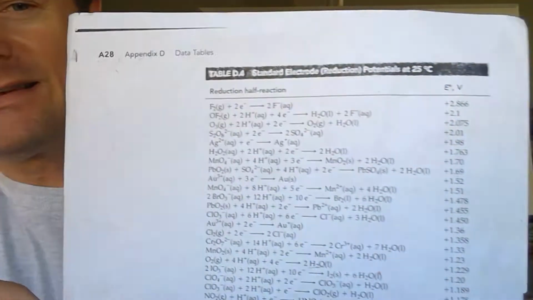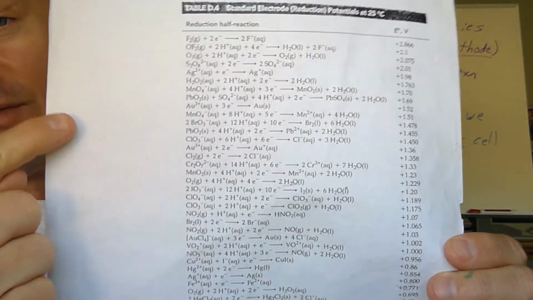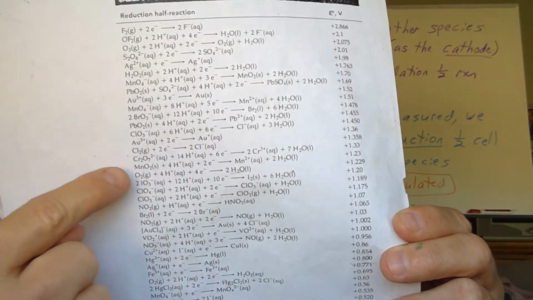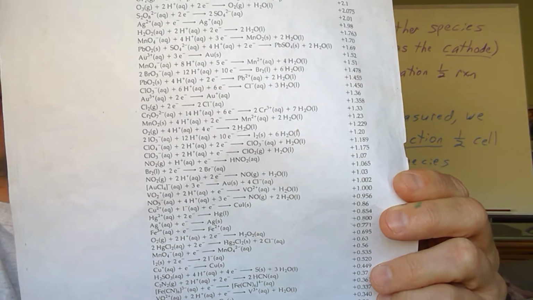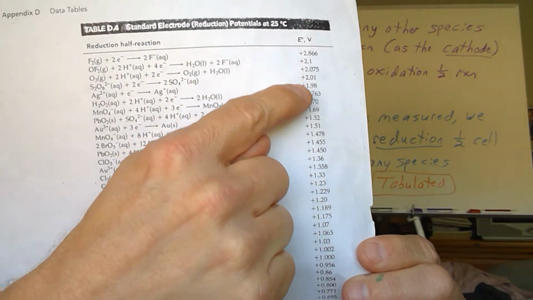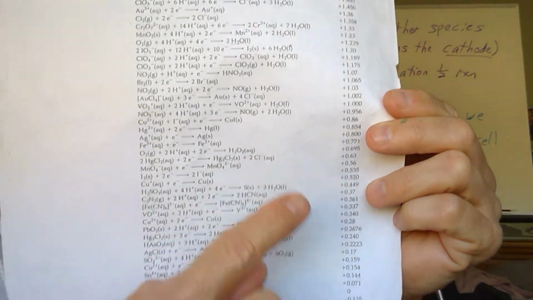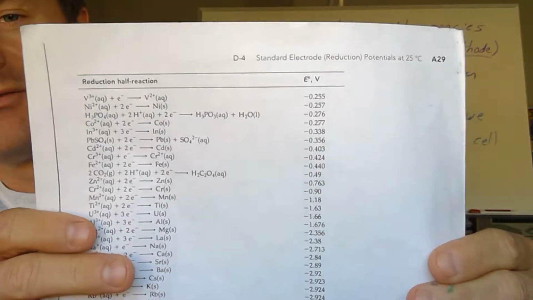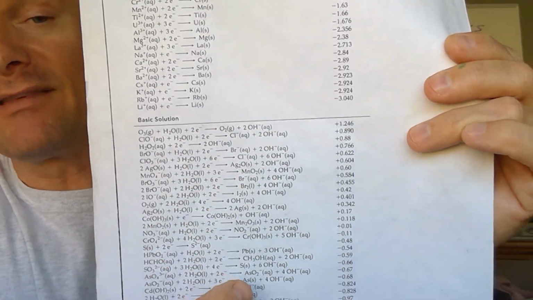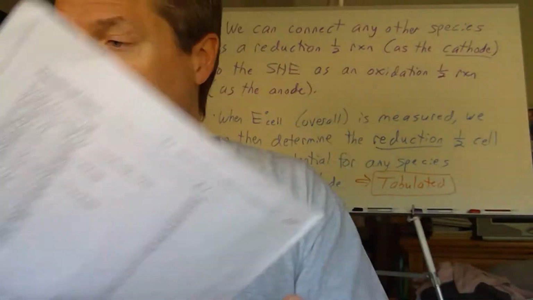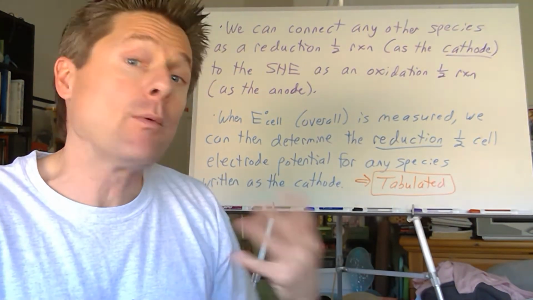So again, here's the tables. You'll have these in your appendix in your textbook. These are all written as reduction half reactions as cathodes connected to the standard hydrogen electrode. And these are all the values. I'll show you how we do that in the next board. Okay, so some are positive, some are negative. It goes on to another page. And these are all in acidic solution, and then you have some that are in basic solution as well, which works out. So let me show you how we actually connect it and how we get those values.